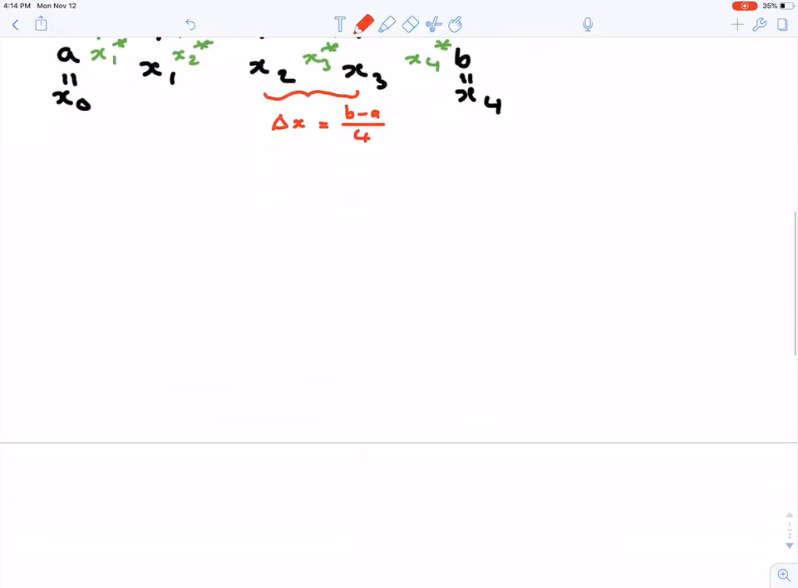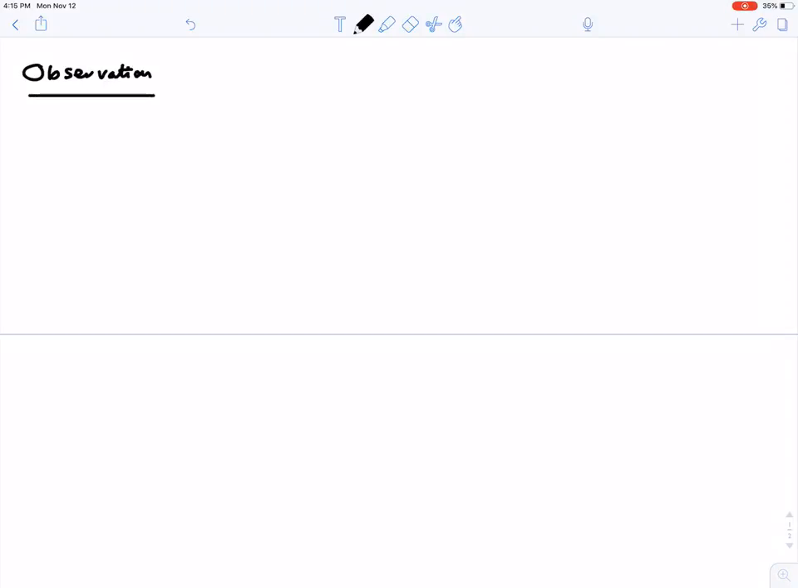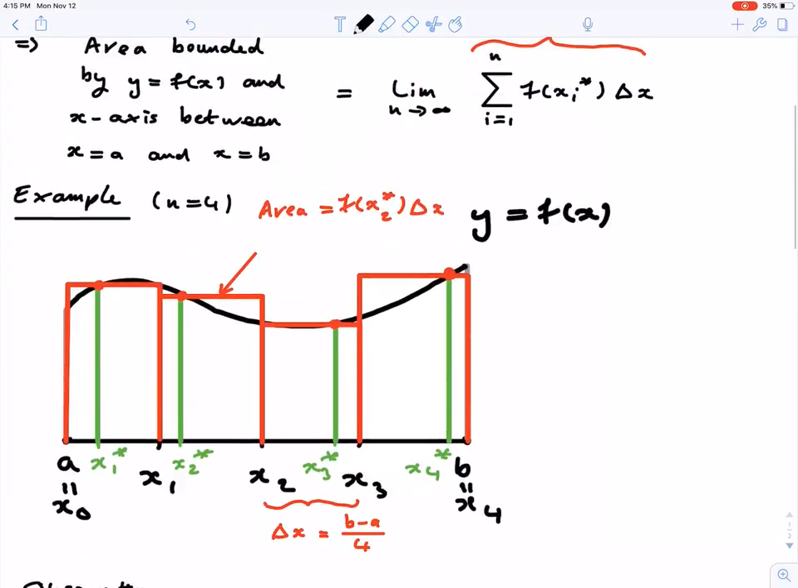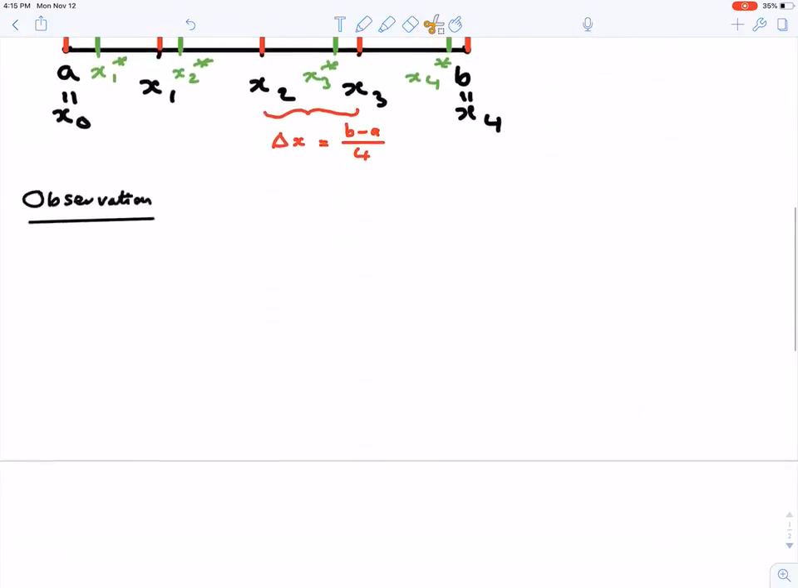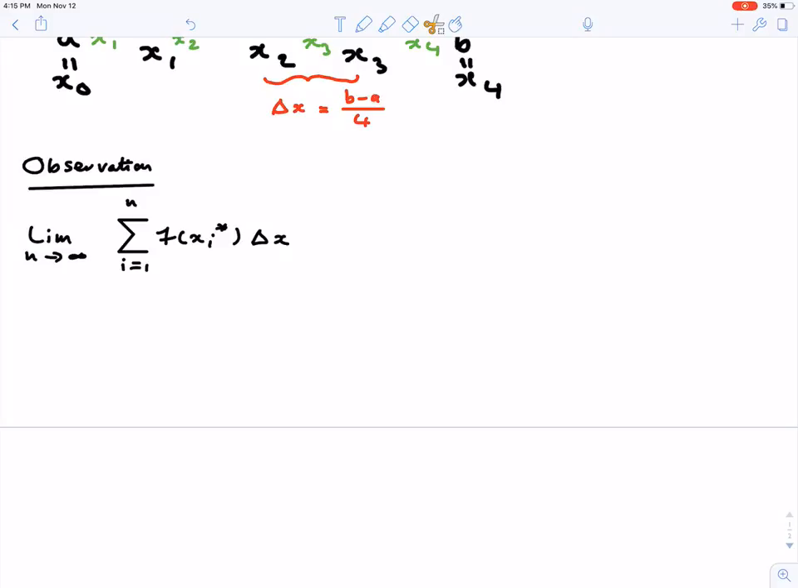So let's think about what happens in that case. Let's make an observation, or maybe let me repeat what I've just said. Observation: this limit, rather than write that out again, let me just copy it. This limit here makes sense.